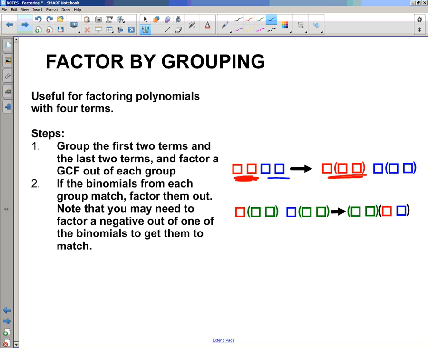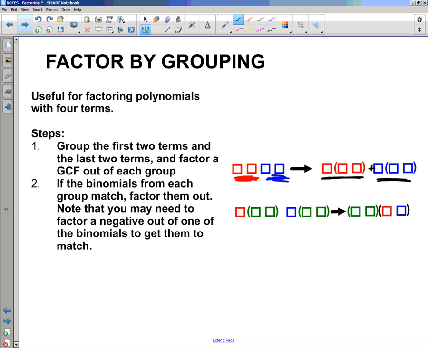Then we'll look at the last 2 terms. We'll do the same thing. We'll ask ourselves, is there anything we can pull out of just these 2 terms? And oftentimes there will be a GCF, and we'll pull that out in front as well. So now, at this point, we're really dealing with 2 new terms. One of them contains a GCF and a binomial. The other one also contains a GCF and a binomial. There would be a plus or a minus or something in between those 2 things.